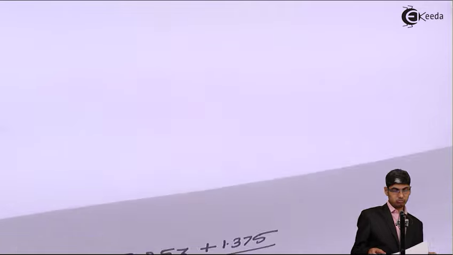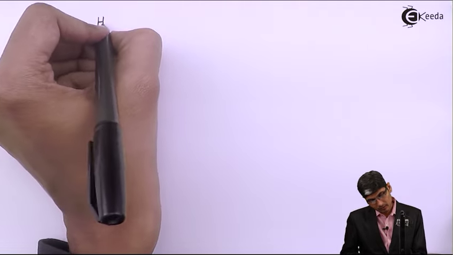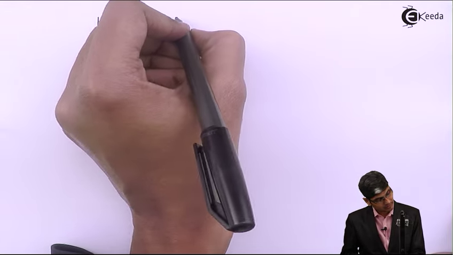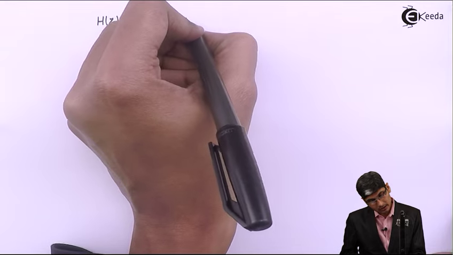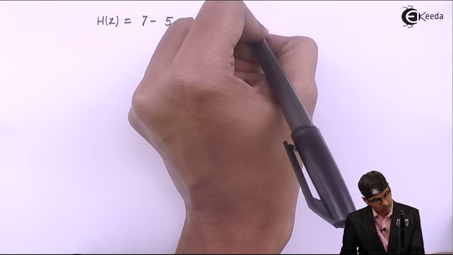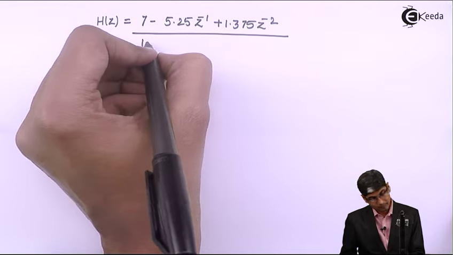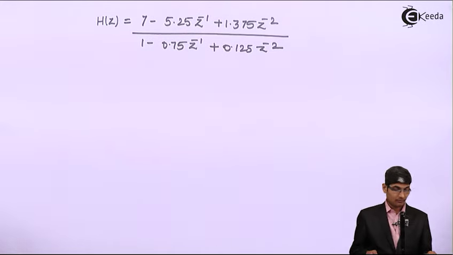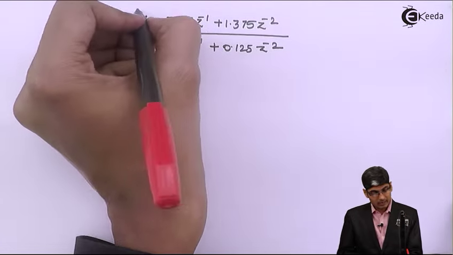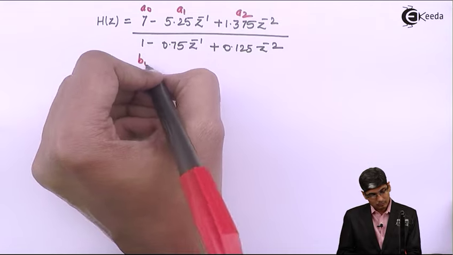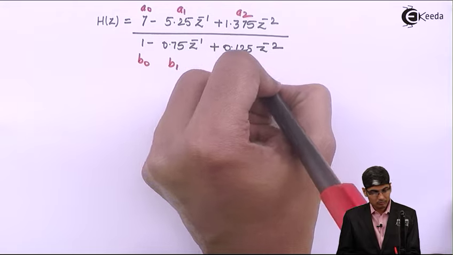Okay, so let us rewrite this thing. Let me rewrite the complete transfer function again, so that it will be in front of your eyes when you draw the structure. Okay, so this is my a0, a1, a2, b0, b1, b2.